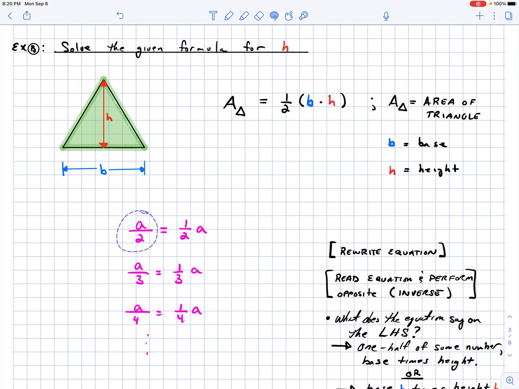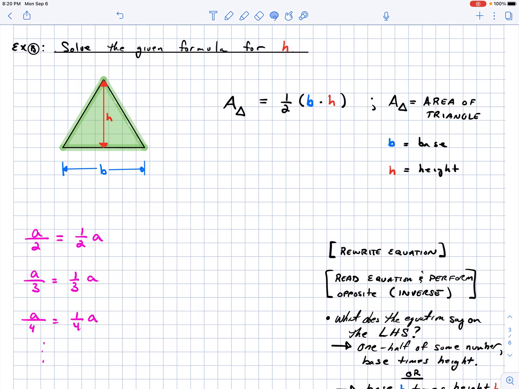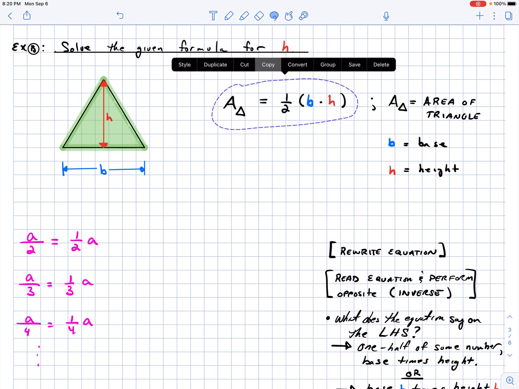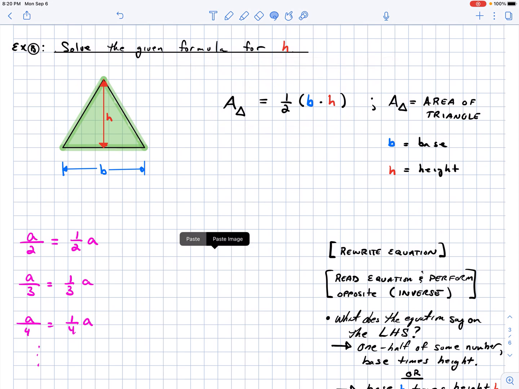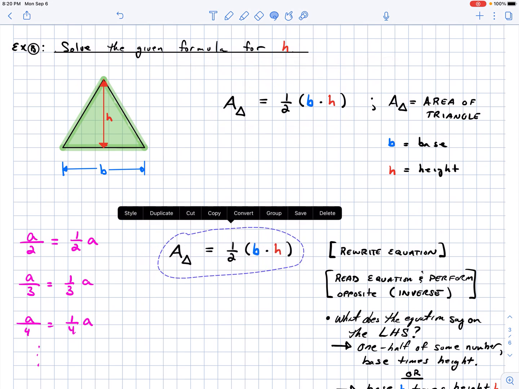So what we're going to do is clear this out for a moment. Maybe just put it over here as a little special note, like that. And we're going to rewrite the equation. So I'm going to copy it here and bring it down, so that way we can see it.